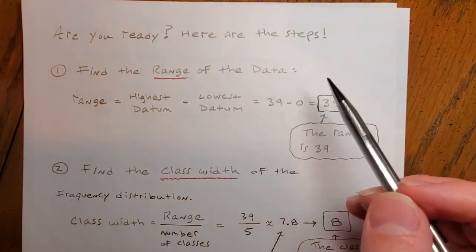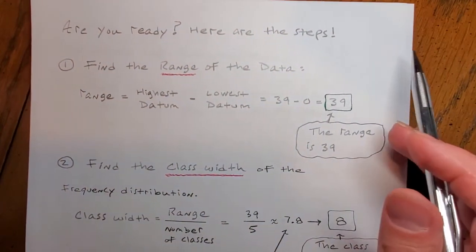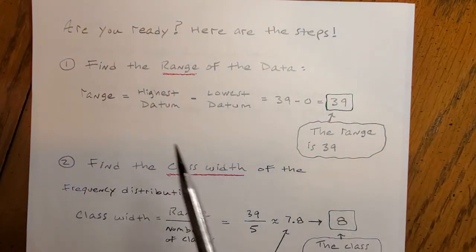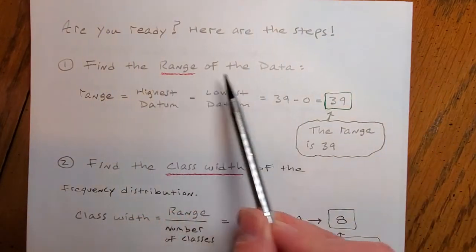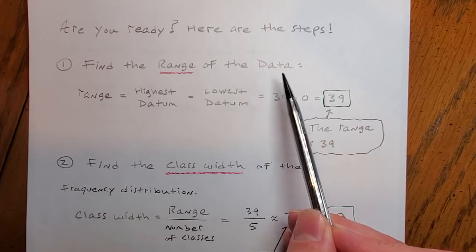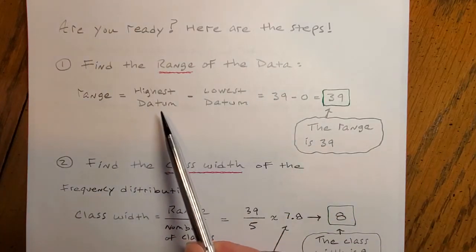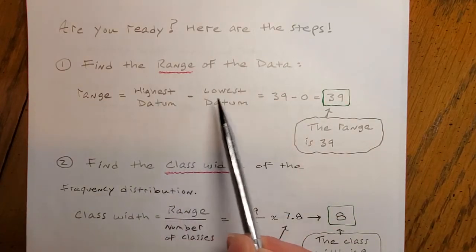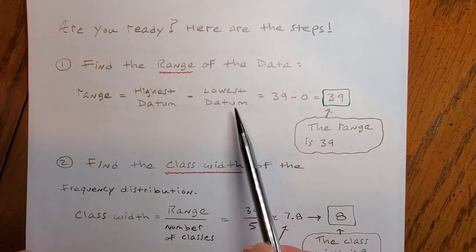But here are the steps for creating a frequency distribution. First, we need to find the range of the data. The range is just the highest datum, the highest number, minus the lowest datum, the lowest number.